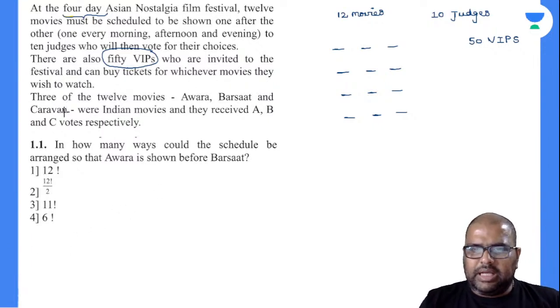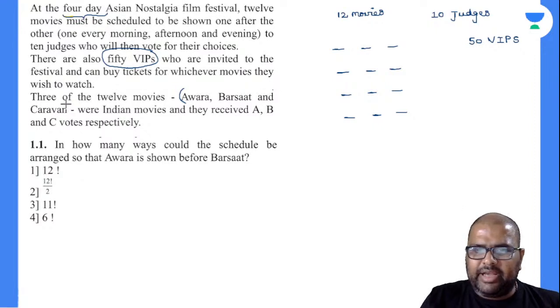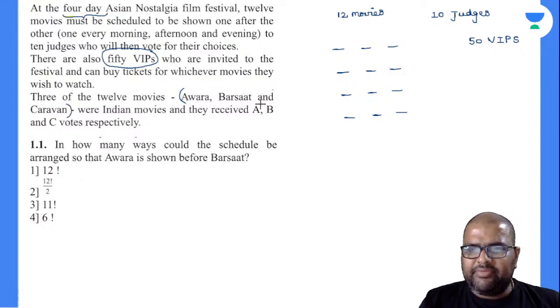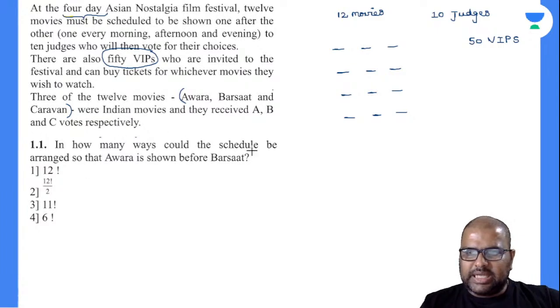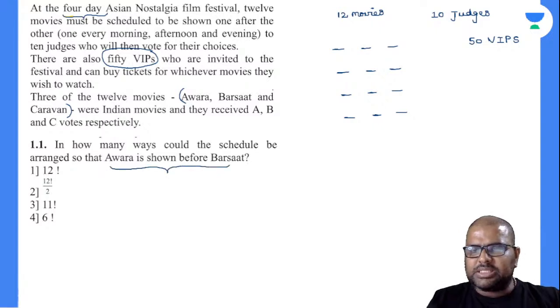Now, 3 of the 12 movies, Avara, Barsat and Caravan were Indian movies, and they received A, B and C votes respectively, it seems. Okay, fine. What is the first question asked? In how many ways could the schedule be arranged so that Avara is shown before Barsat is the question asked.